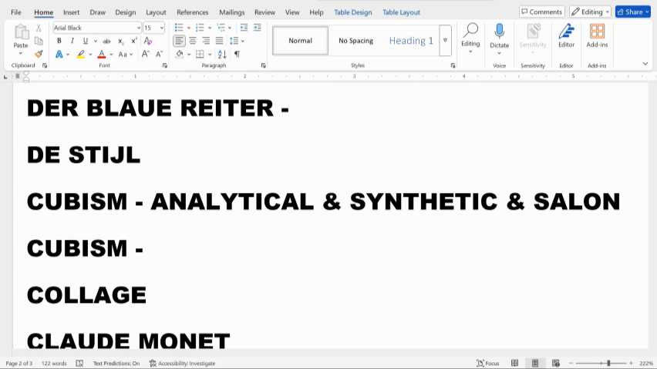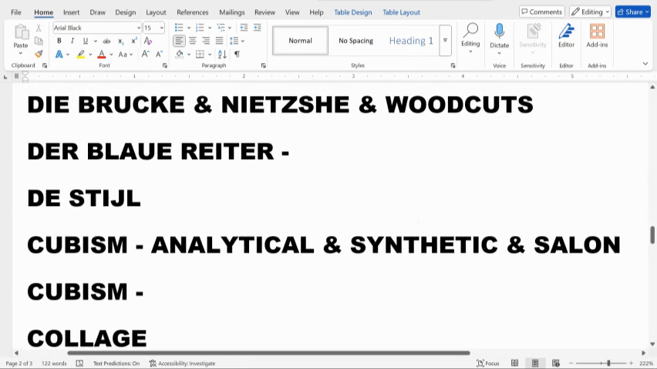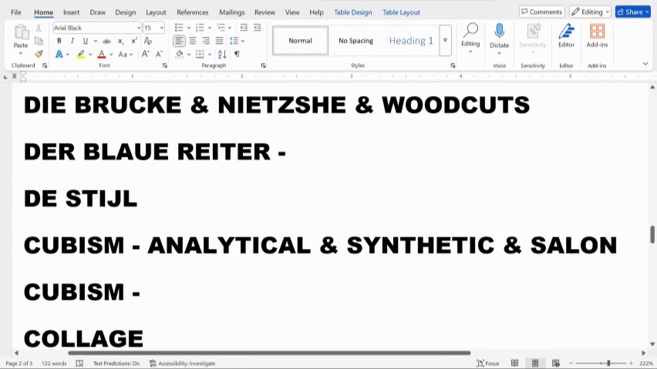Very abstract. It was almost non-objective, and some of it became non-objective. I don't know why non-objective isn't on the test. I need to go back and add that in for next year. All right, Die Brücke and Nietzsche and woodcuts.